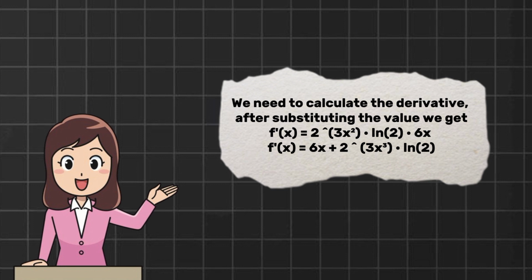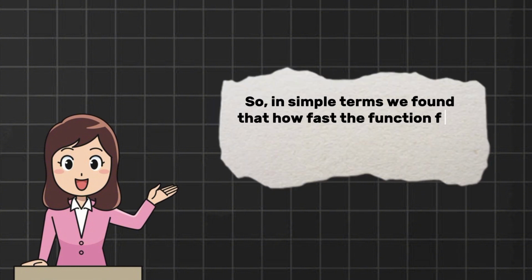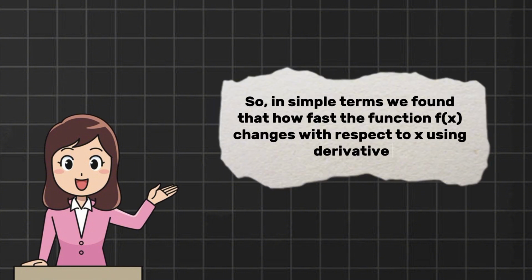This is the derivative of f of x, which tells us the rate of change of f of x at any point of x. So in simple terms, we found how fast the function f of x changes with respect to x using derivatives.